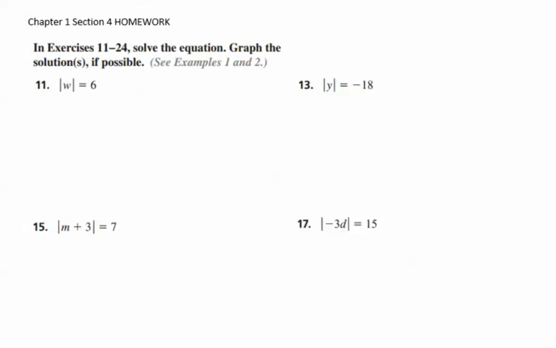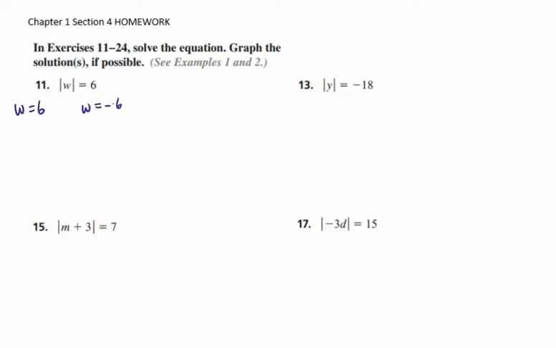In this video, we begin with homework exercises for Chapter 1, Section 4. With problem number 11, we have a simple absolute value equation. Remember what this is asking is, what number or numbers are 6 units away from 0 on the number line? And we begin by setting up two equations. We have w equals 6 and w equals negative 6.